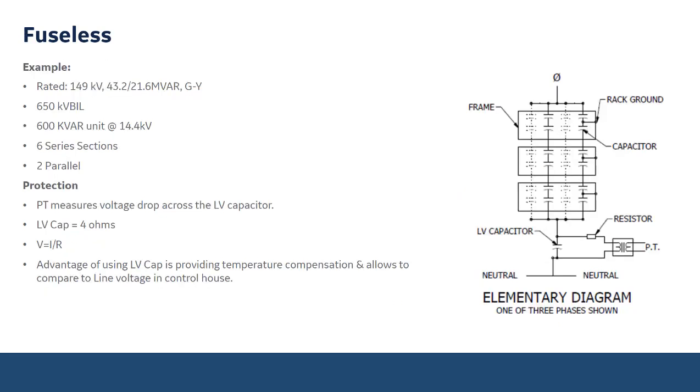This is the elementary diagram of that same fuseless 149 system. It identifies each rack, 2 series sections in each rack. Each rack is then insulated from each other and utilizes a protection scheme using a PT, which measures the voltage drop across the low voltage capacitor. That low voltage capacitor is 4 ohm. So we use V over IR, and that's how that PT does monitor if there's a capacitor that does fail on that phase.